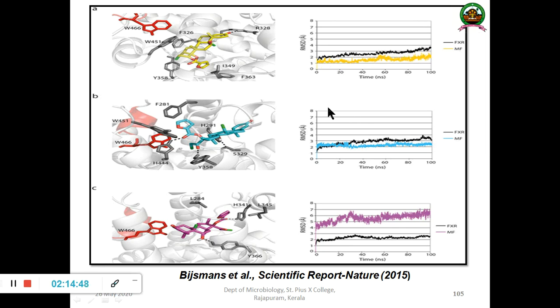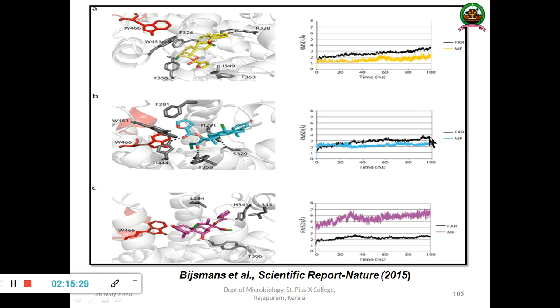The RMSD is very good here. Initially you can see the flexibility of the receptor and ligand over nanosecond time, and the RMSD is less than 3. The variation is very small, depending upon the corresponding docked conformation. Also you can see there is a hydrogen bond here. Here there is no proper bond at all and the RMSD is very high. This one also, the RMSD is going up from the start. Initially it started low, but it is going high. The RMSD value should stabilize.